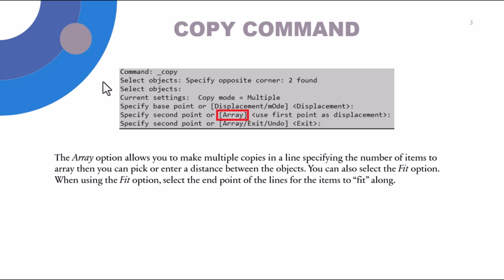There is also an option called array that allows you to make multiple copies in a line, specifying the number of items and then specifying the distance between the objects. You can also use the fit option that allows you to specify the endpoint of a line, and then the program will fit the number of items you have selected and copy them along that line.